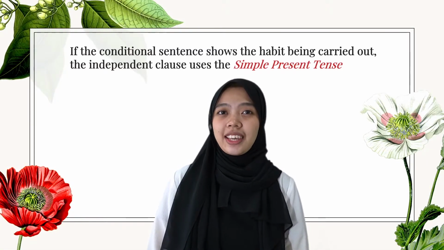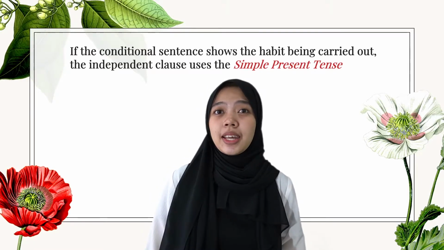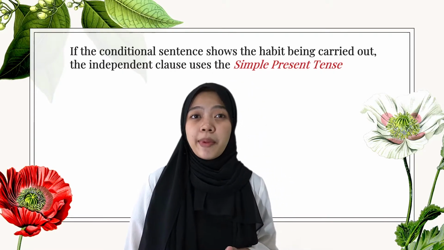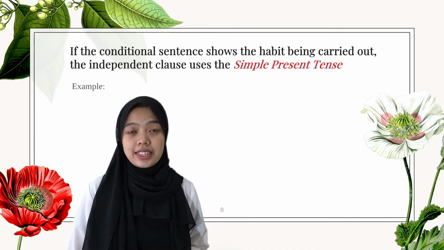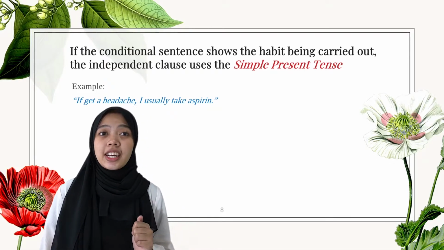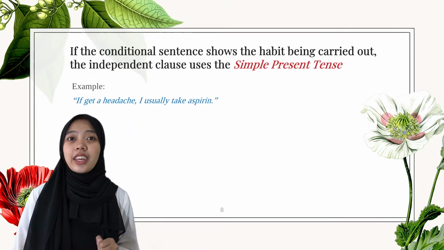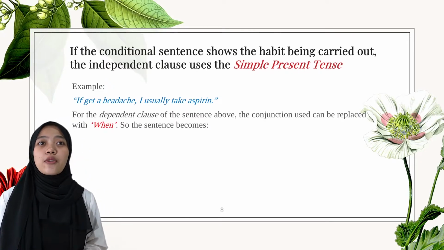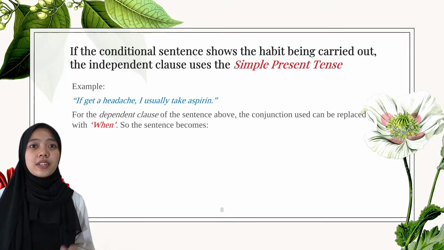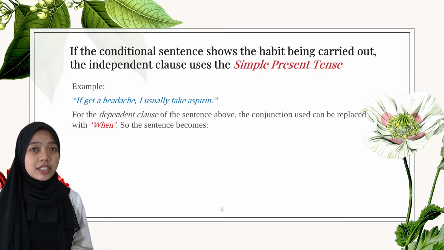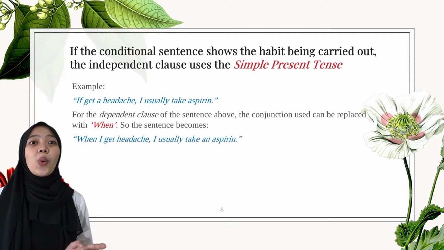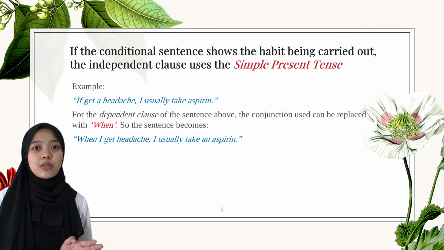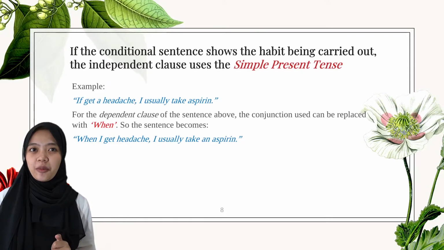If the conditional sentence shows the habit being carried out, the independent clause uses the present simple tense. For example, if I get a headache, I usually take aspirin. For the dependent clause of the sentence above, the conjunction used can be replaced with when. So the sentence becomes, when I get a headache, I usually take an aspirin.